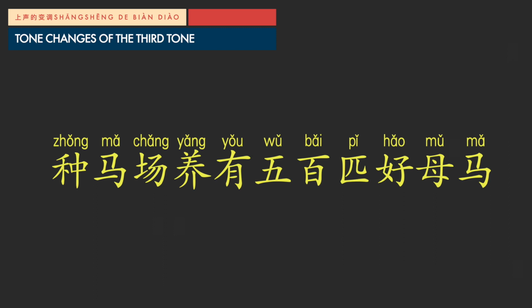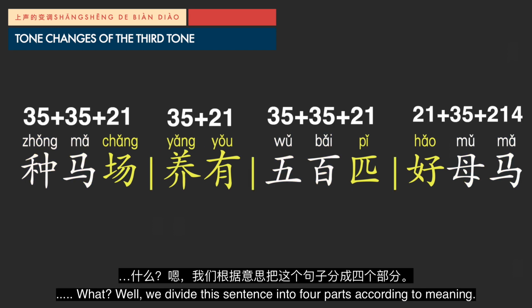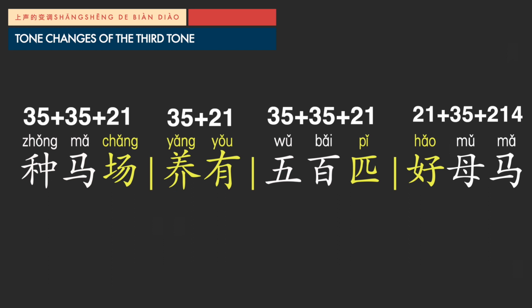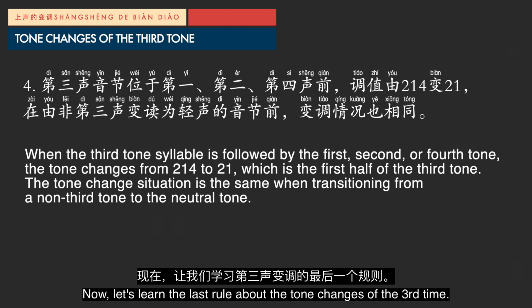中马场养有500匹好母马. What? Well, we divide this sentence into four parts according to the semantic density of the words. 中马场养有500匹好母马。中马场养有500匹好母马。Now let's learn the last rule about the tone change of the third tone.